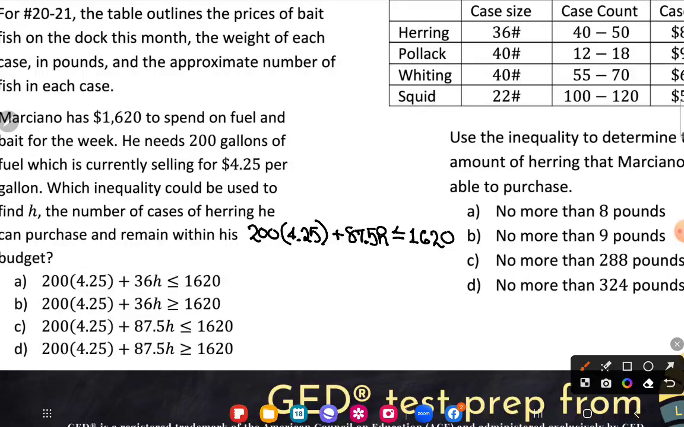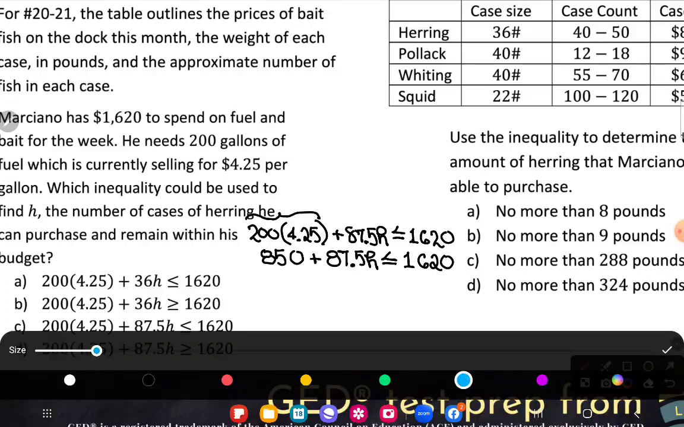All right. Now, solving this, I think I will start with my lovely wisdom principle number 1, which is simplify if you can. And I sure can simplify that. I can figure out the price of the gas. So 200 gallons of gas at $4.25 a gallon would cost me a total of $850. So I'm going to pay $850 for the gas, plus I'm going to pay $87.50 for every case of herring, and all of that cost has got to come to less than $1,620.